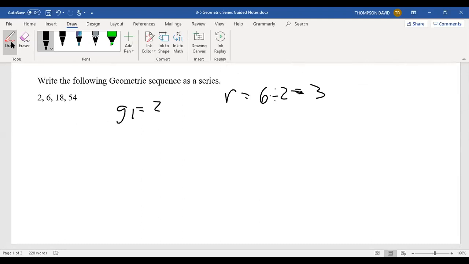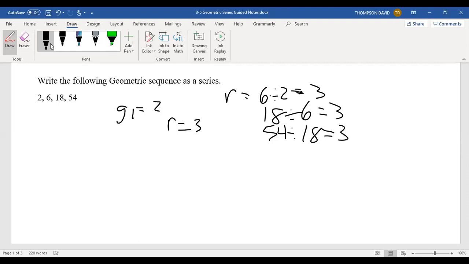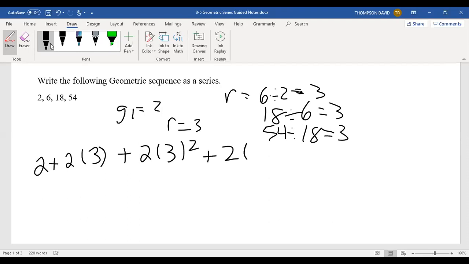If we do 18 divided by 6, we can also see that's 3. If we do 54 divided by 18, that will also be 3. So our common ratio is 3. So to write it out as a series, we will just write 2 plus 2 times 3 plus 2 times 3 to the second power plus 2 times 3 to the third power, and we're done.